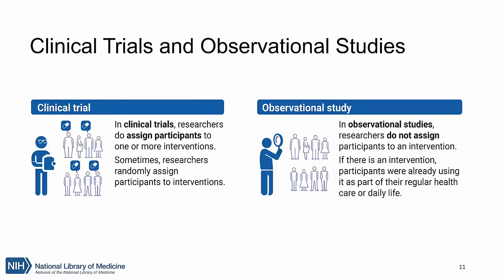There are two main types of clinical studies: clinical trials and observational studies. The main difference is that clinical trial participants are assigned to get an intervention, but observational study participants are not assigned to get an intervention. In observational studies, researchers simply collect information from participants or look at data that was already collected. If there is an intervention in an observational study, participants were already using it as part of their regular healthcare or daily life.